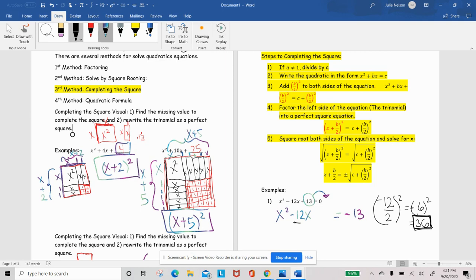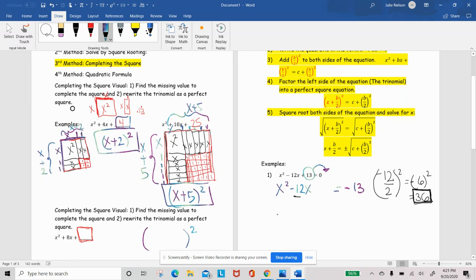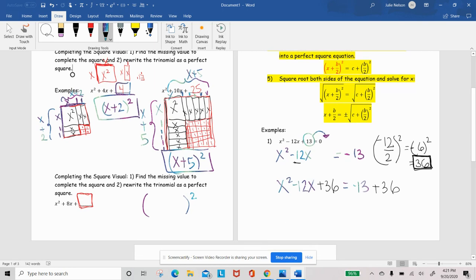So I'm going to rewrite this problem as x squared minus 12x, but I'm going to add 36 to the left, equals negative 13. And since I added a 36 to the left, I also have to add a 36 to the right. Now I want to write the left side, which is a trinomial, as a perfect square, kind of like 9 can be written as 3 squared, or earlier the x squared plus 10x plus 25 could be written as (x plus 5) squared.